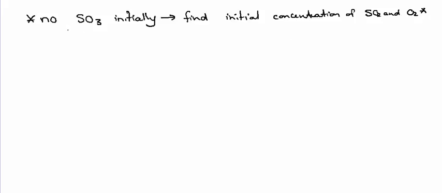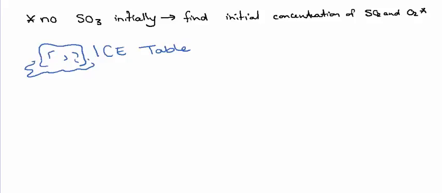Sometimes you might be asked to then find the initial concentration of something. So in this case, if we were told there was initially no product, so there was no sulfur trioxide to start with, what were the initial concentrations of sulfur dioxide and oxygen? Now the way that we can do that is by establishing an ICE table.